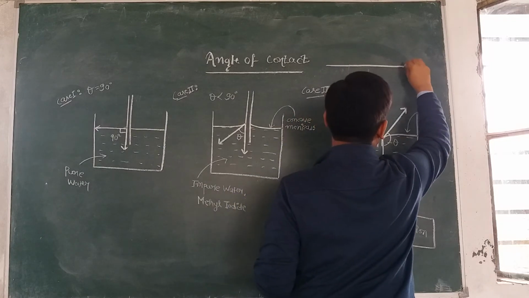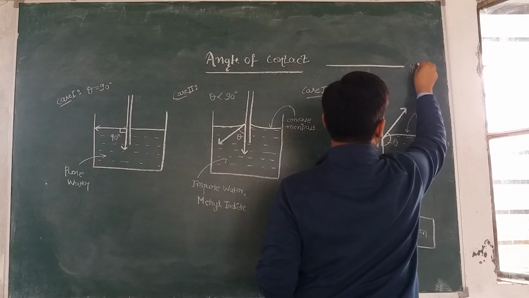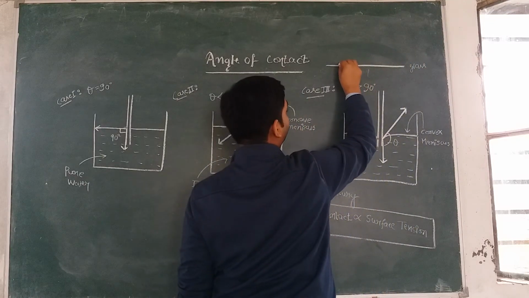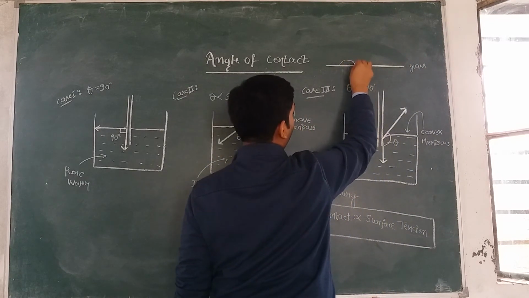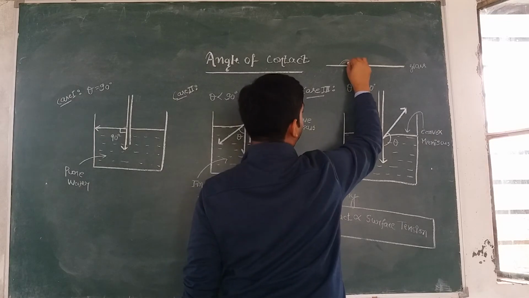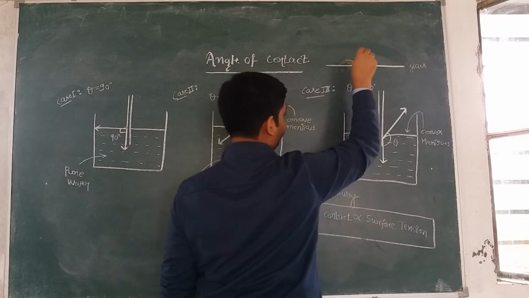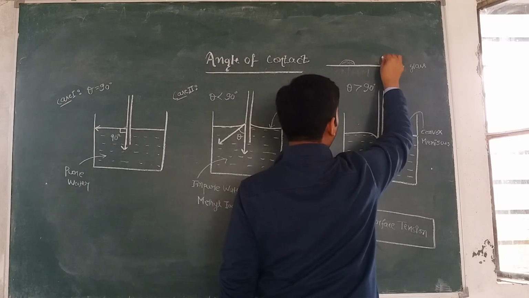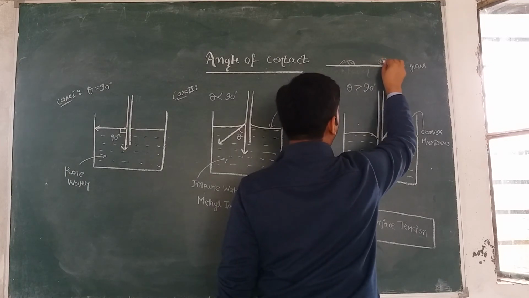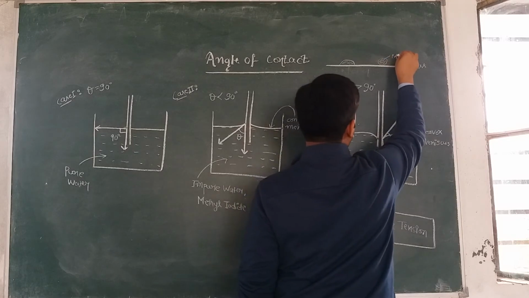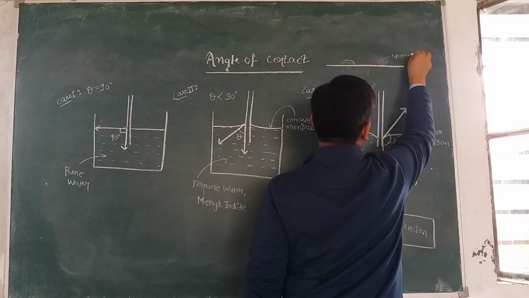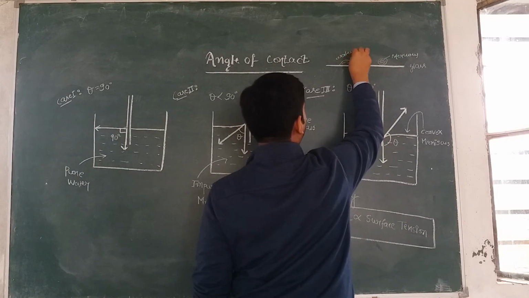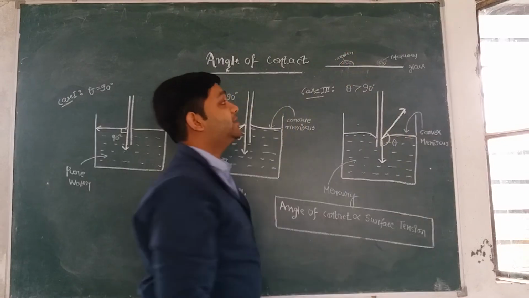Suppose this is a glass surface, okay? If we take a small water drop on this glass surface, you will see that it is usually in the form of a hemisphere. While if you take a drop of mercury, it is perfectly spherical in shape. So why is it so? It is only because of the cohesive and adhesive forces.